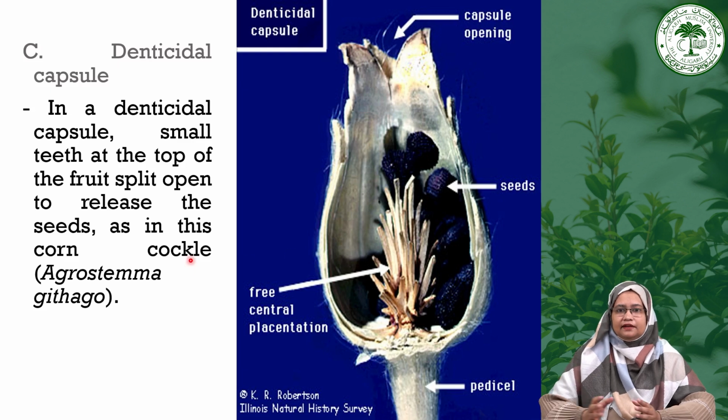Then another type of capsule is the denticidal capsule. In denticidal, a small teeth-like opening is present, as you can see here. In this type of fruit, they have a small opening that is teeth-like. From this particular region, the seeds will be dehisced, and the example of this type of fruit is Agrostemma githago.